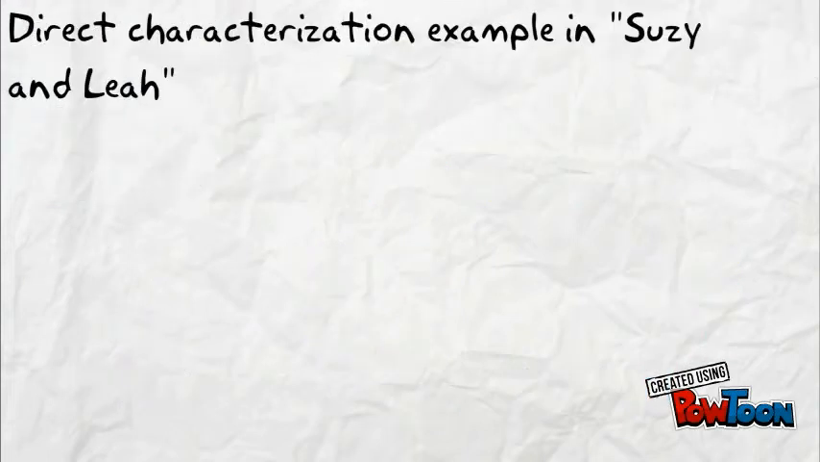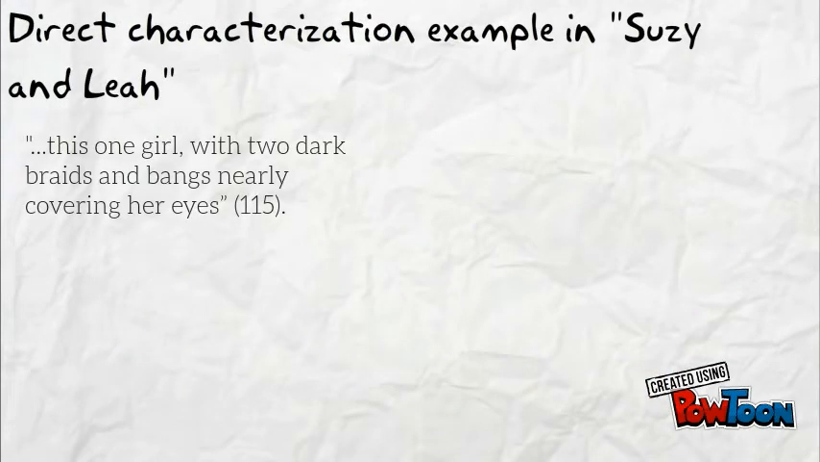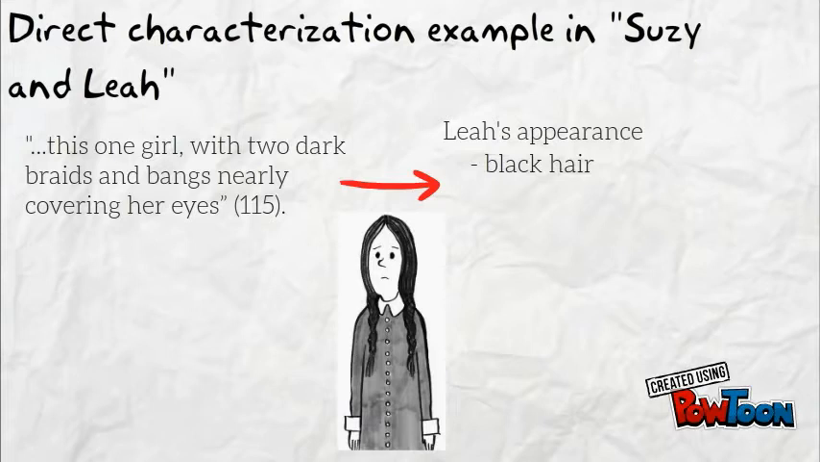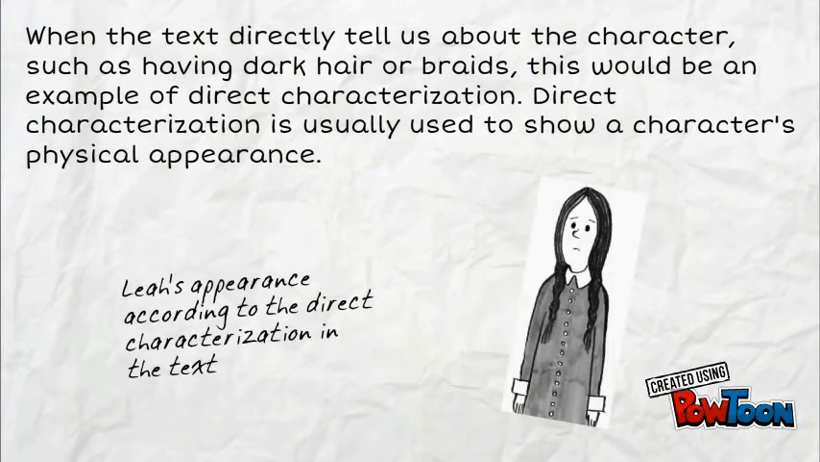Let's look at an example in Susie and Leah. When Susie was describing Leah, she said, "This one girl with 2 dark braids and bangs nearly covering her eyes." This directly tells us that Leah has black hair, she wears her hair in 2 braids, and she has long bangs. When the text directly tells us about the character, such as having dark hair or braids, this would be an example of direct characterization, which is usually used to show a character's physical appearance.